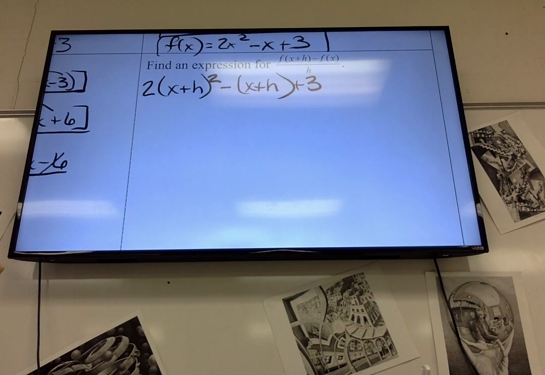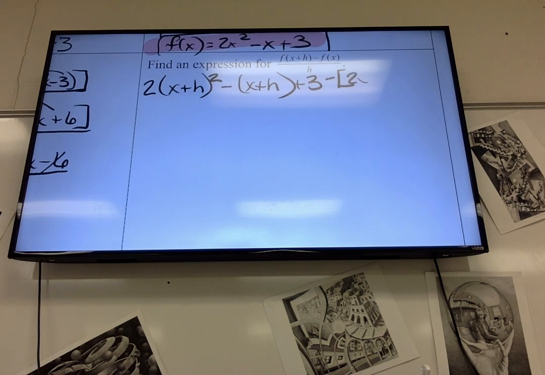Anything else? Okay. All right. Then minus f of x. So minus f of x is just that red highlighted part. That's what f of x is. So it's 2x squared minus x plus 3. Notice I put it in brackets. You could have done parentheses, whatever, because that minus sign has to go with everything. And then all over h.